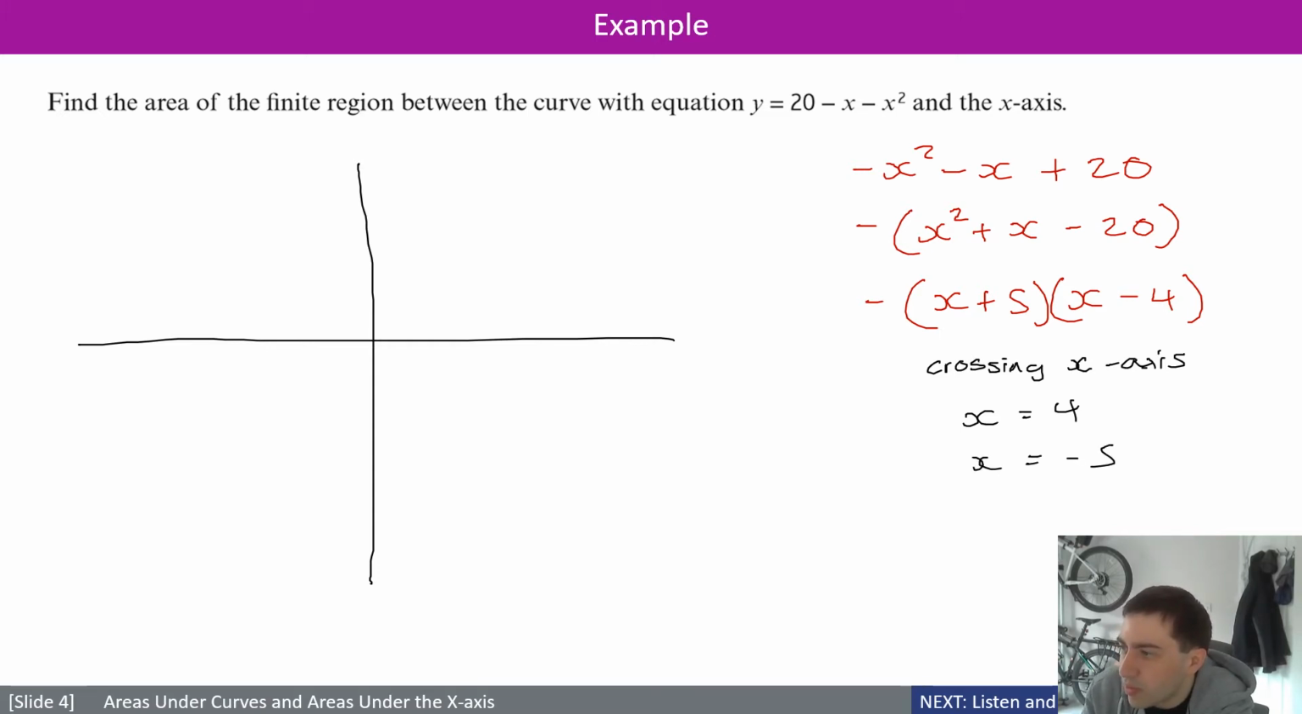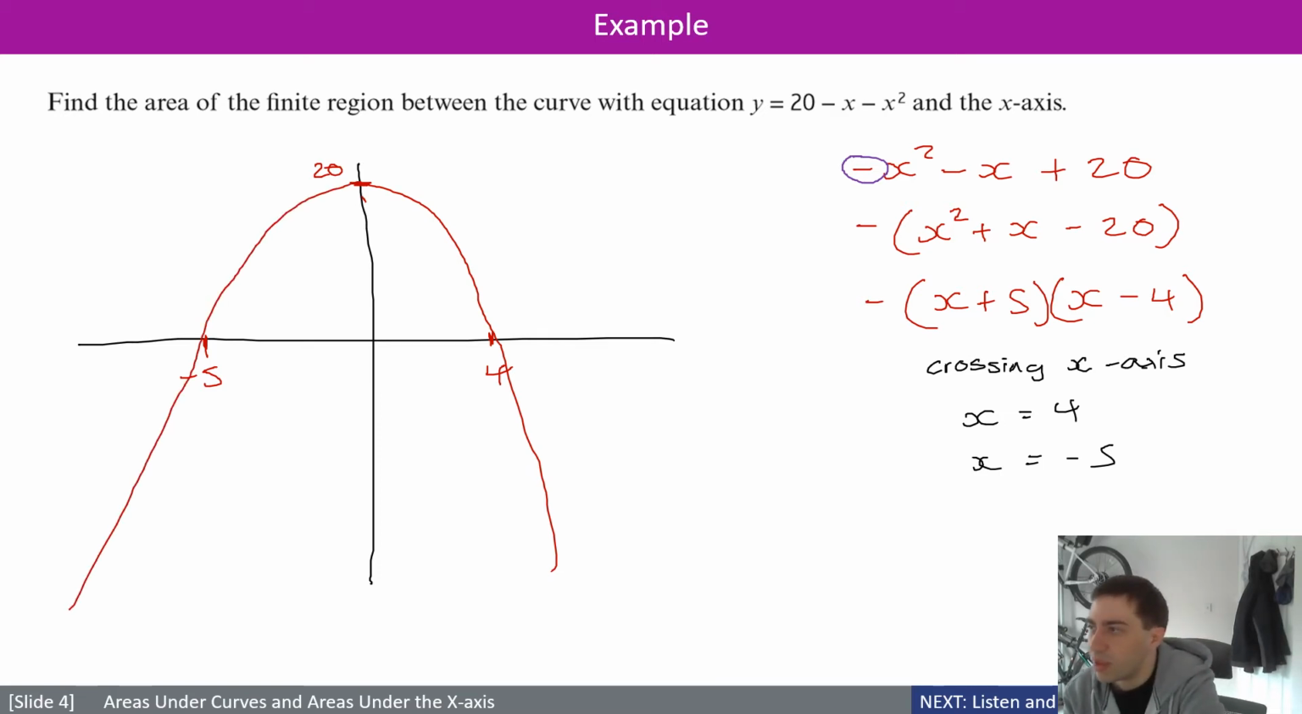So let's mark that on. That's 4 there, and that's minus 5. And then what is the general shape? Well, because the coefficient of the x squared is negative, we remember it's the n shape rather than the u shape. We should also get the y intercept. When x is 0, y is 20. Let's mark that on. Okay, and now I've got my shape. It looks something like this.